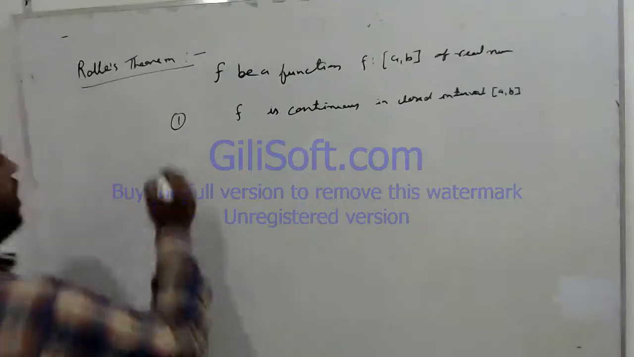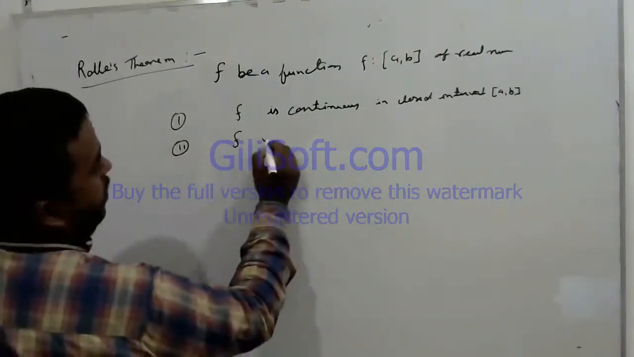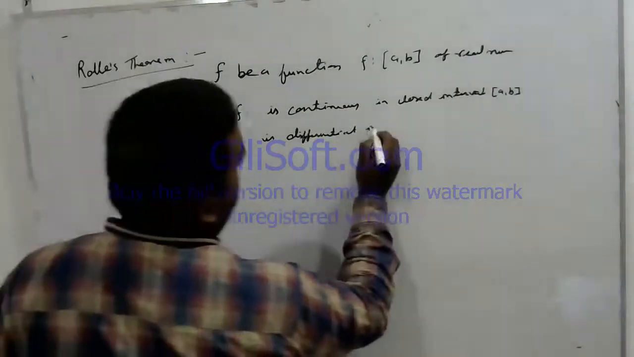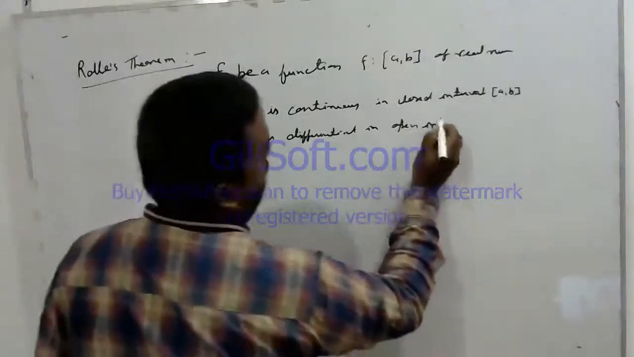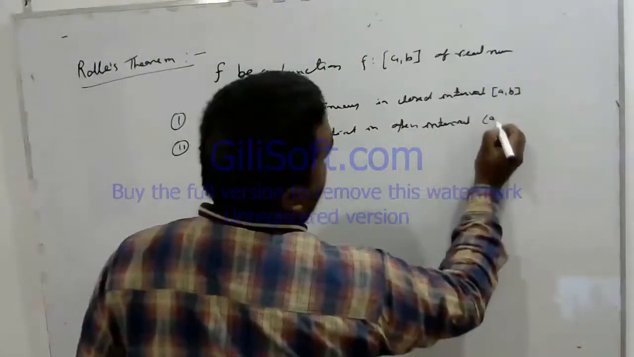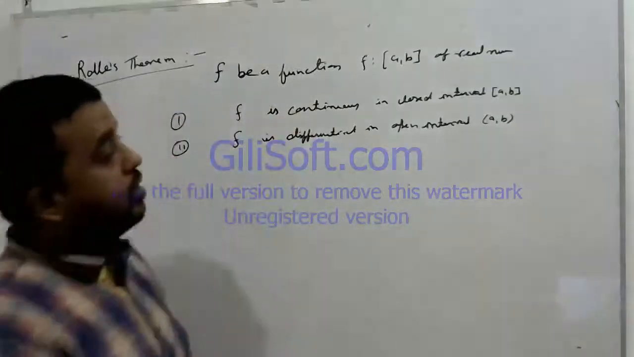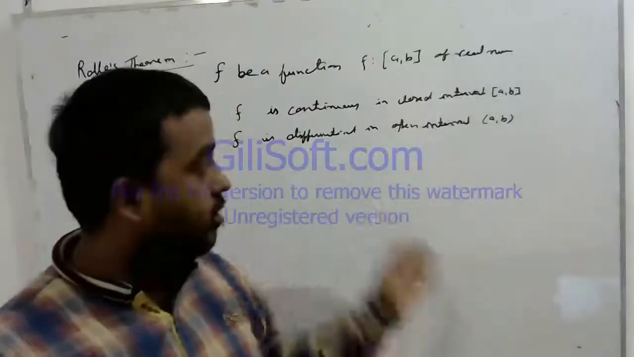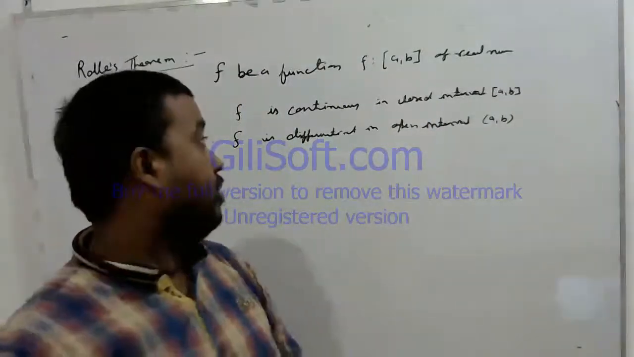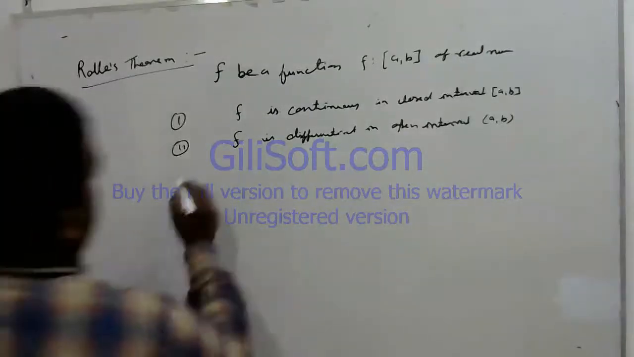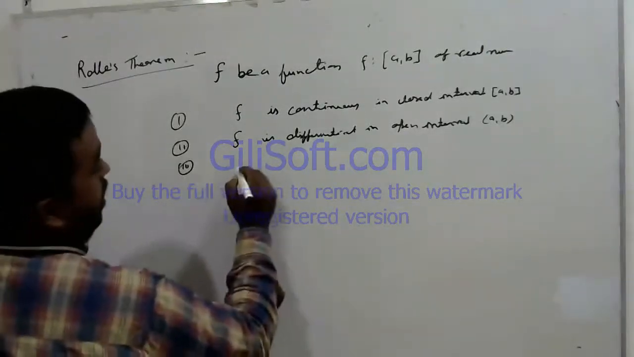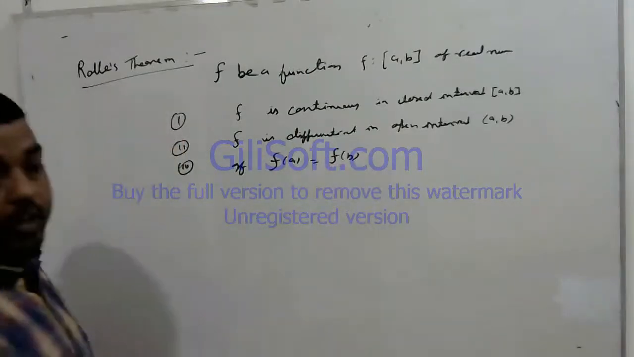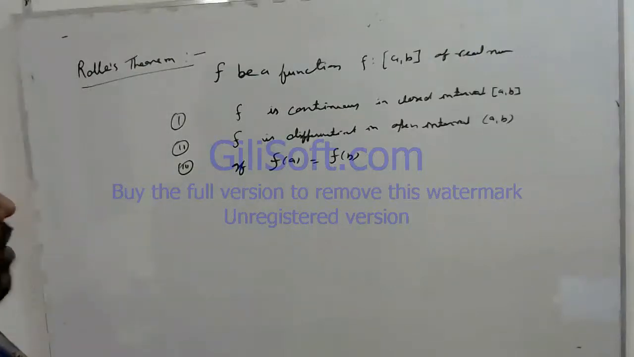The second condition is that f is differentiable in the open interval (a, b). Open interval means except the extreme points of this closed interval a and b, f is differentiable at each and every point in (a, b). And the third condition is that f(a) is equal to f(b).